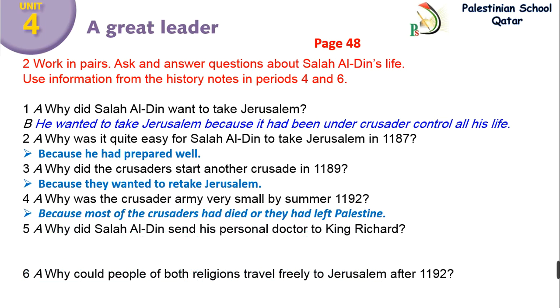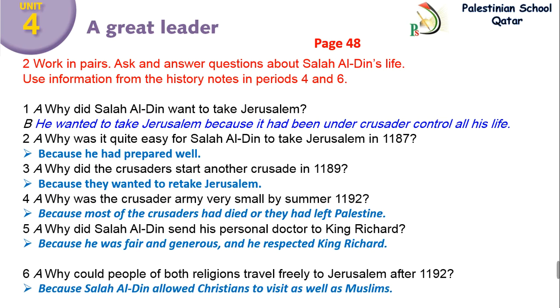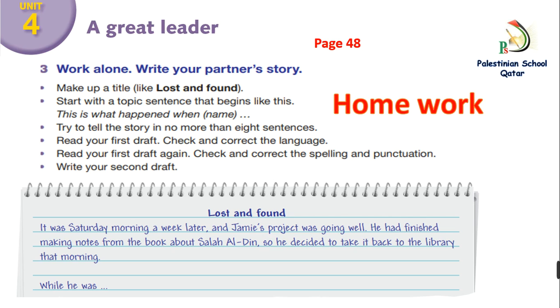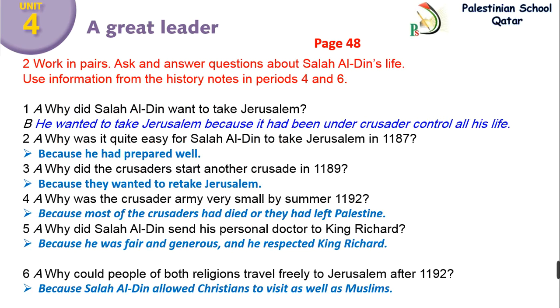Number 4, why was the Crusader army very small by summer 1192? Yes, because most of the Crusaders had died, or they had left Palestine. Number 5, why did Salah ad-Din send his personal doctor to King Richard? Yes, because he was fair and generous, and he respected King Richard. The last one, why could people of both religions travel freely to Jerusalem after 1192? Because Salah ad-Din allowed Christians to visit as well as Muslims.